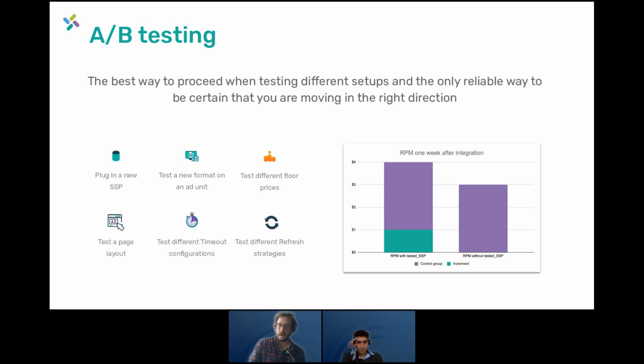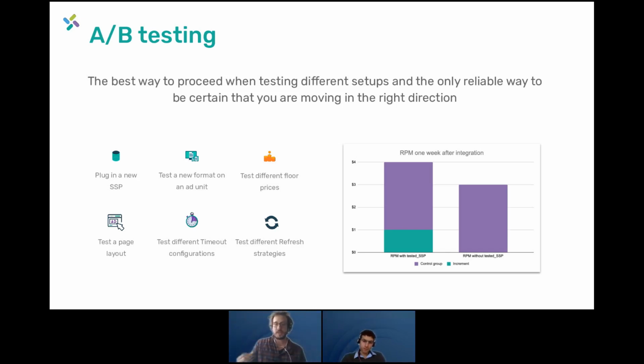a very simple graph, as you see on the right, with the test group on the left and the control group on the right. And the difference between the two, which is in green here, is your incremental revenue, which is brought by the test group here, sorry. So that's the principle of A/B testing.